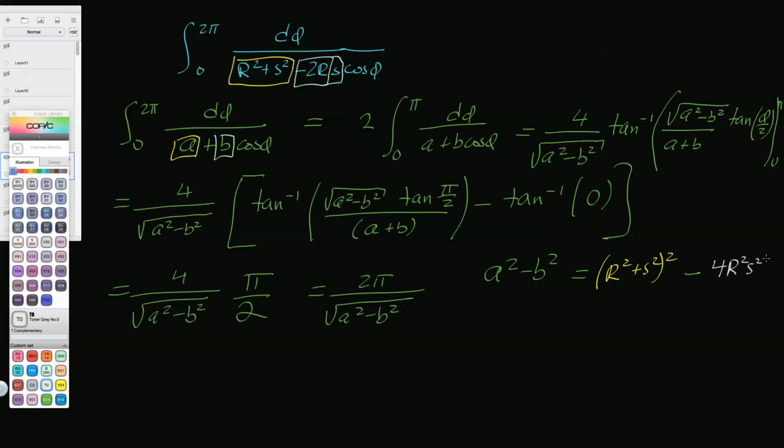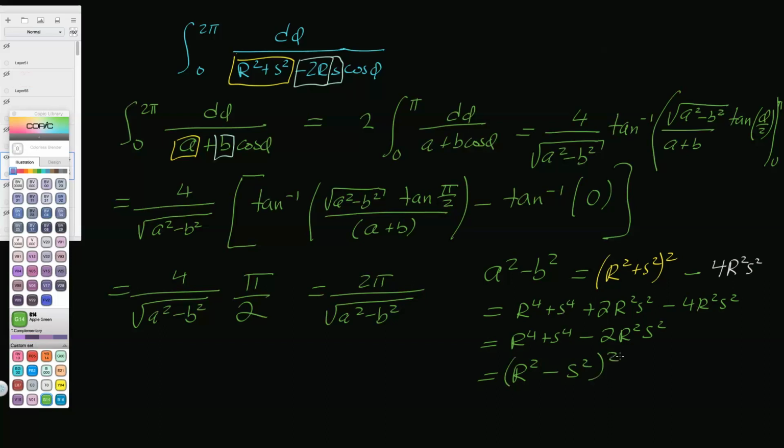Okay, now we're going to square it out, and I'm going to drop the color coding. r to the fourth plus s to the fourth plus two r squared s squared minus four r squared s squared, which gives me r to the fourth plus s to the fourth minus two r squared s squared. And then I can rewrite this as r squared minus s squared, squared. Correct? Okay, that's really not bad.